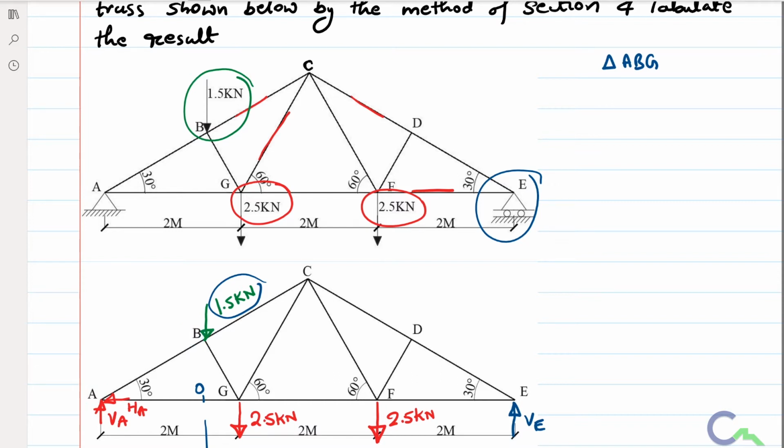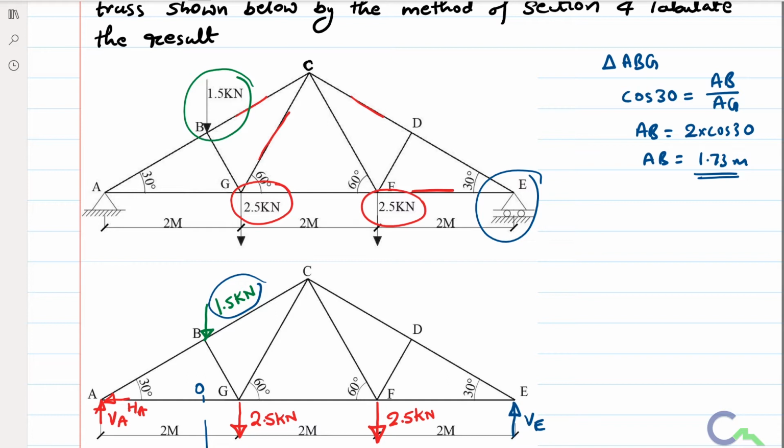If I know the hypotenuse and I want to find the adjacent, I can use cos theta. So in triangle ABG I will apply cos 30 is equal to adjacent AB over hypotenuse AG. I want to calculate AB, therefore AB is equal to 2 into cos 30. Therefore AB we'll get 1.73 meter.